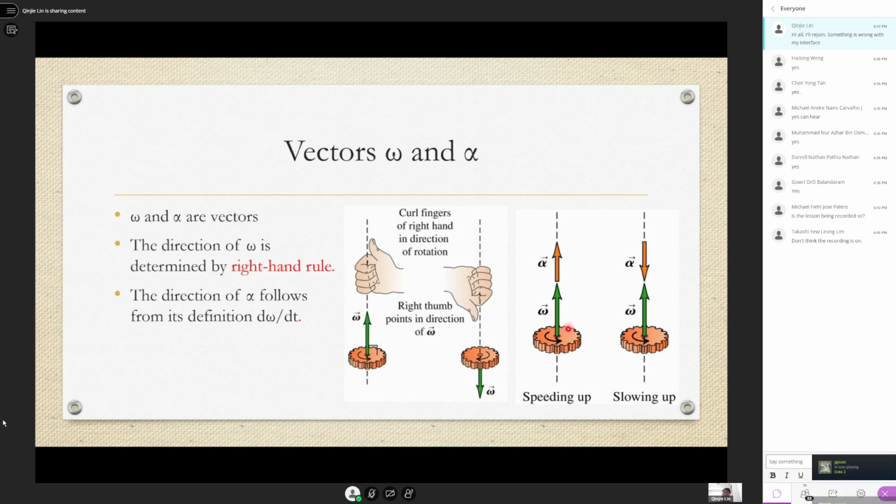Then for angular acceleration. Just now we were talking about angular velocity. For angular acceleration, if this thing is rotating like this and is speeding up, that means it's rotating faster and faster in the same direction. It means the acceleration is in the same direction as the velocity. That's why if the velocity is pointing up, angular acceleration will also be pointing up.